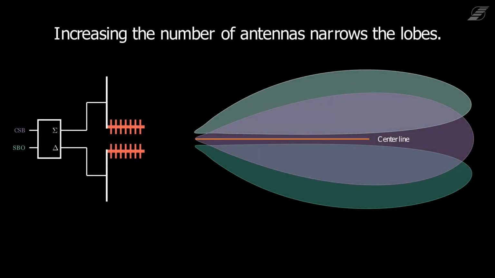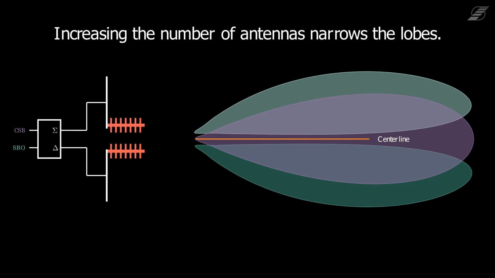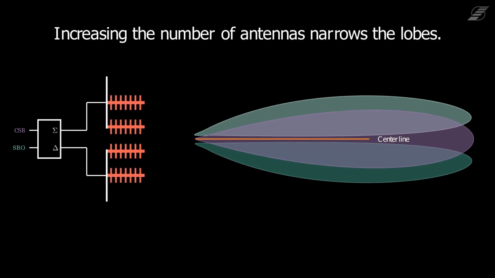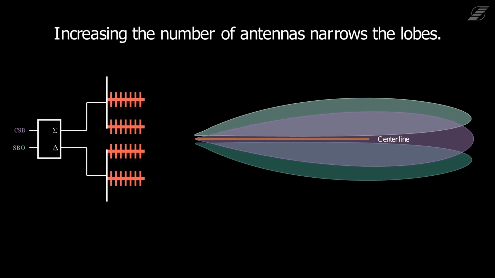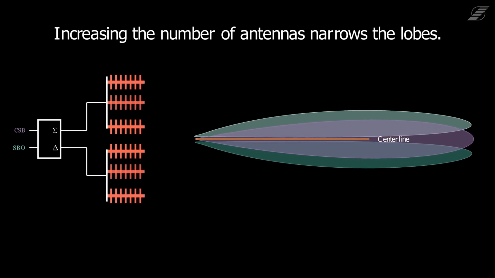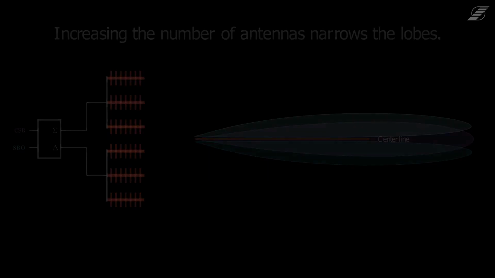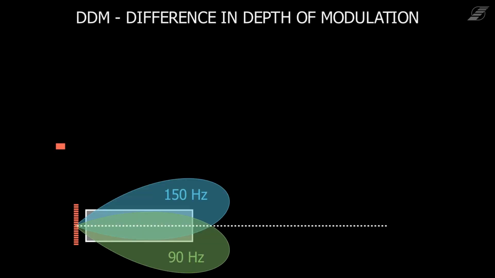The space modulation of the signal can furthermore be influenced by the number of antennas. If the number of antennas increases, the lobes of the CSB and SBO signals become narrower. That way, the signal is more precise towards the center line. The CSB and SBO signals transmitted by the localizer produce a space-modulated signal.